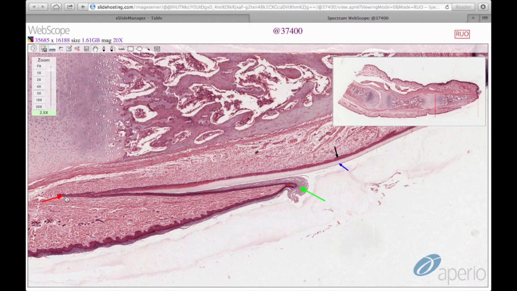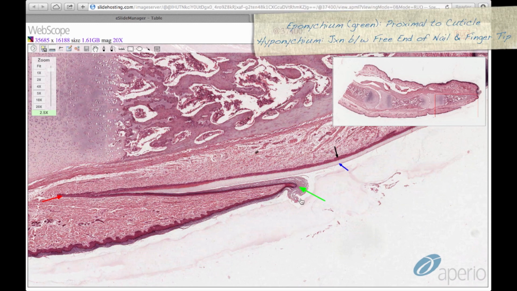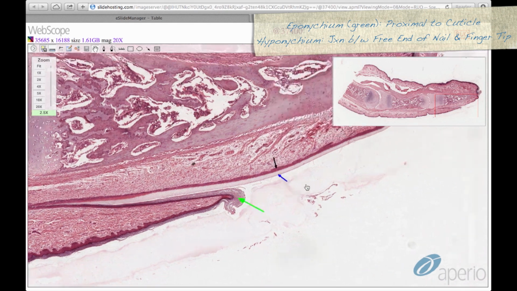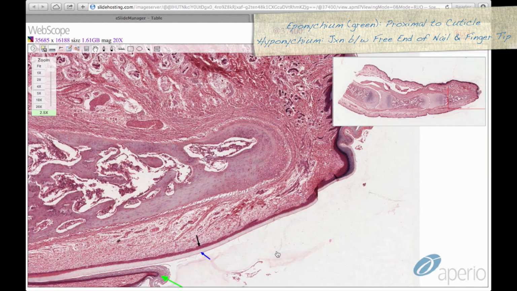Since you're interested in learning, take a look at your fingernail. The white part under the base of the nail is a portion of the nail root called the lunula. The eponychium, which lies just proximal to the cuticle, is indicated by the green arrow. Lastly, the hyponychium is the junction between the distal free end of the nail and the fingertip, and is not well visualized here due to artifact.